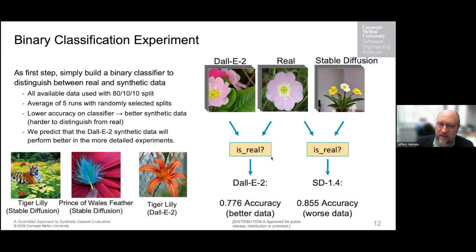What we would like to see in this experiment is that if a synthetic data set is good, it's going to be harder to distinguish it from the real data. So lower is better on this test. If I get a 50% result on my real versus synthetic data set, that means my trained model isn't able to distinguish real from synthetic. We did that for the DALL-E data set and got 0.77 accuracy on distinguishing DALL-E images from real images. And for Stable Diffusion, we got 0.855.